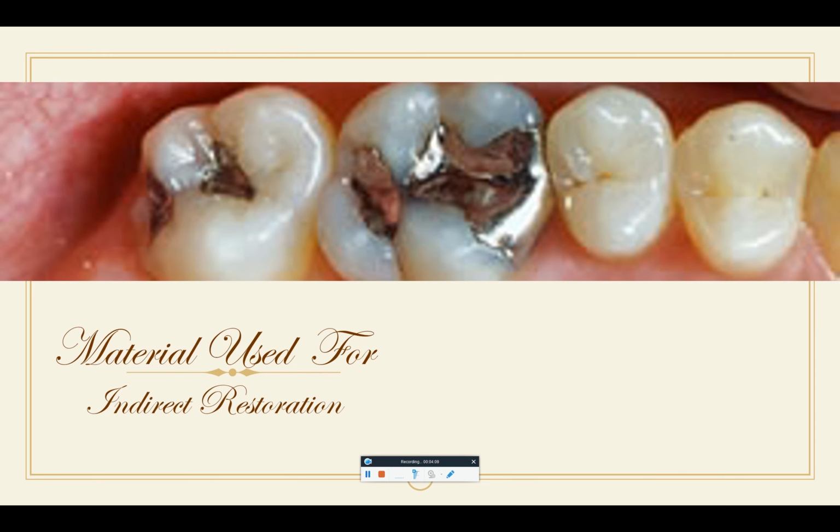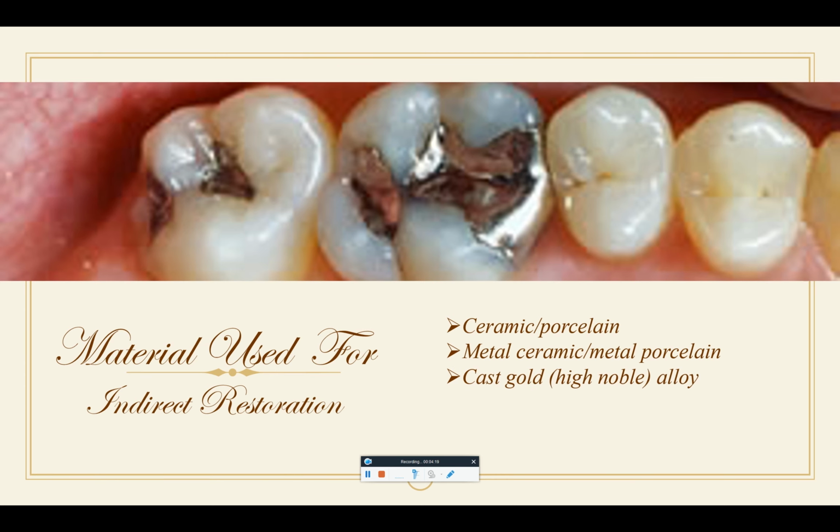Let's just move now to the materials used for indirect restoration. First, we can use ceramic or porcelain. Second is metal ceramic or metal porcelain. Third is cast gold, a high noble alloy. Fourth is a base metal alloy, which is a non-noble alloy.